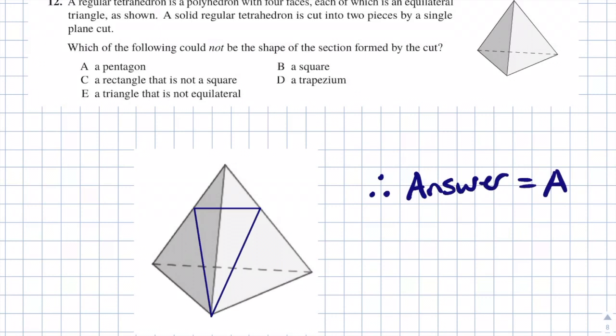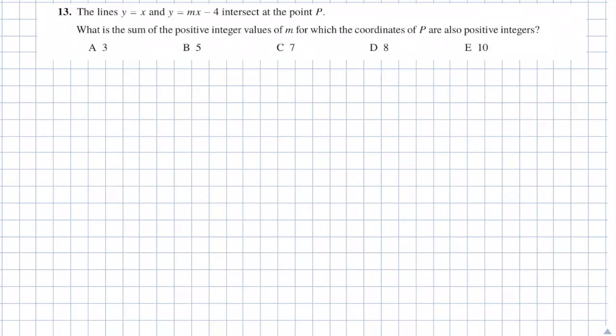is A. Question 13. The lines y equals x and y equals mx minus 4 intersect at point P. What is the sum of the positive integers of m for which the coordinates of P are also positive integers? The answers are: A is 3, B is 5, C is 7, D is 8, and E is 10.